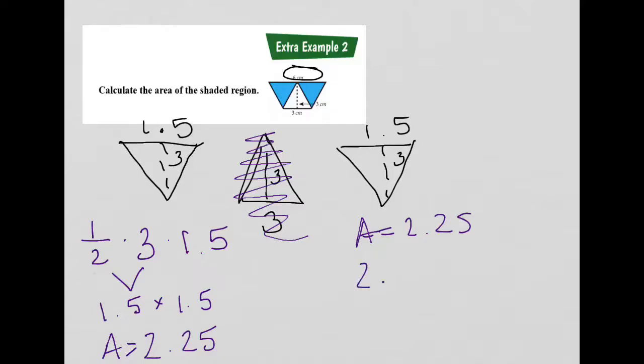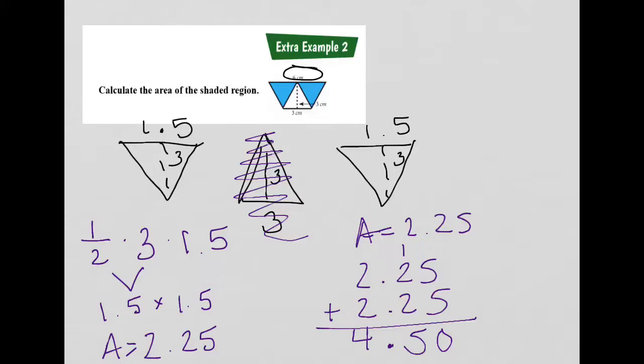So I'm going to take 2.25 and add them together. Don't forget to line up your decimals. And you should have gotten a grand total of 4.5 centimeters squared.